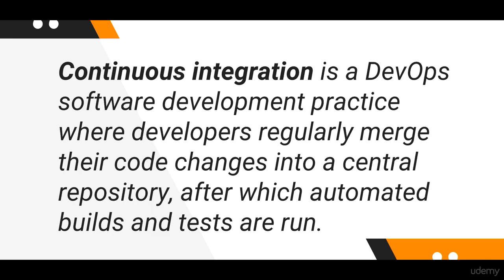Continuous integration is a DevOps software development practice where developers regularly merge their code changes into a central repository, after which automated builds and tests are run. So in simple language, it is the practice of how you run your project, how you maintain your project. This includes how you manage your source control, your build process, testing, and what is the process you have in place to release a change or fix to your production environment.